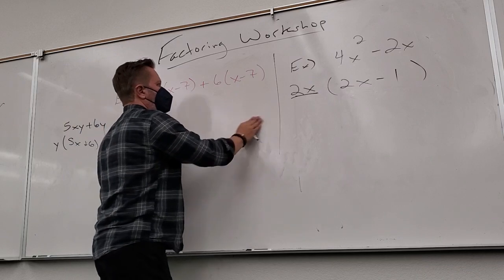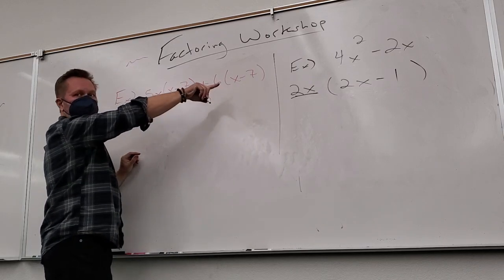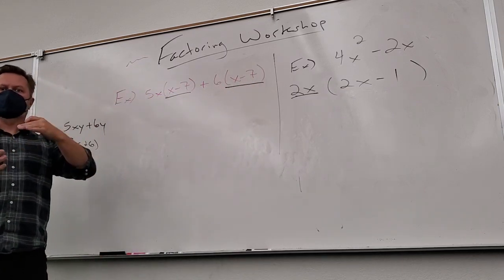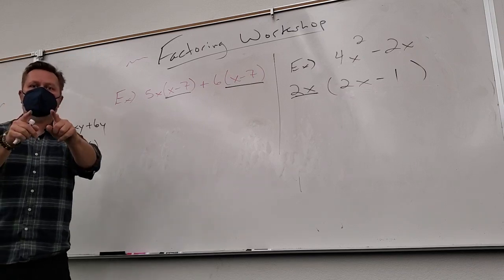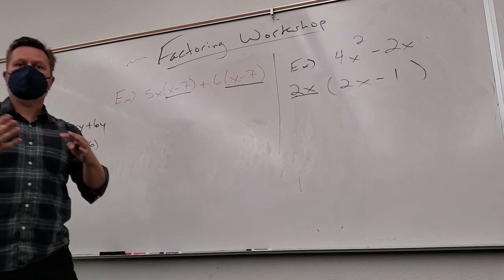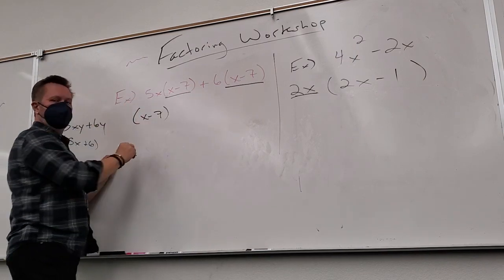So this has one x, this has no x's. This has an x minus 7. This has an x minus 7. So what can come out? 0? No. What do they both have? Don't overthink it. What did we just say? X minus 7. They both have x minus 7.